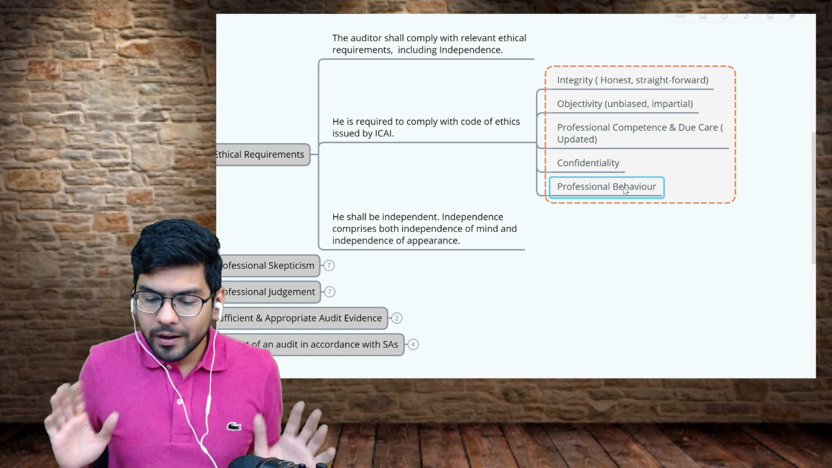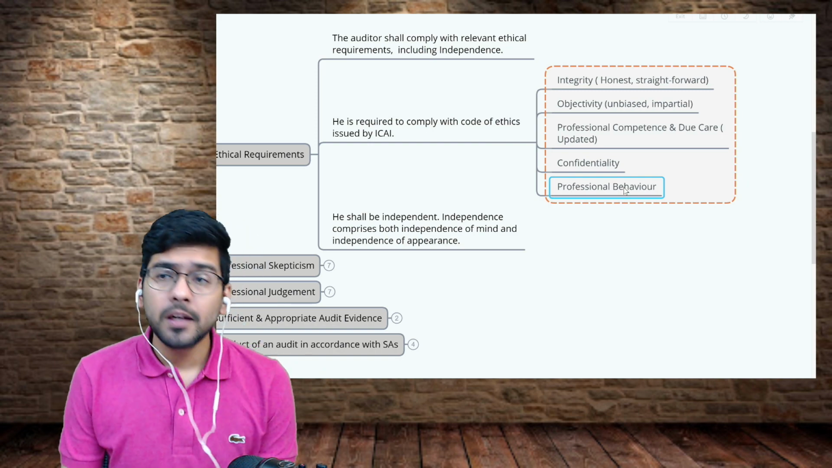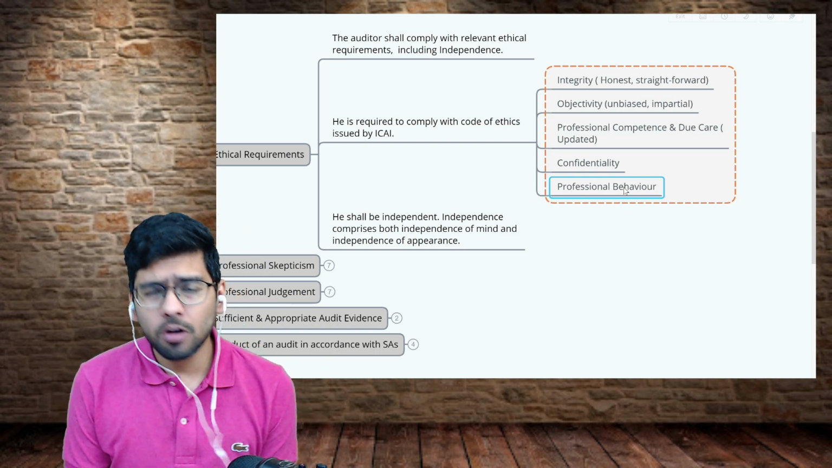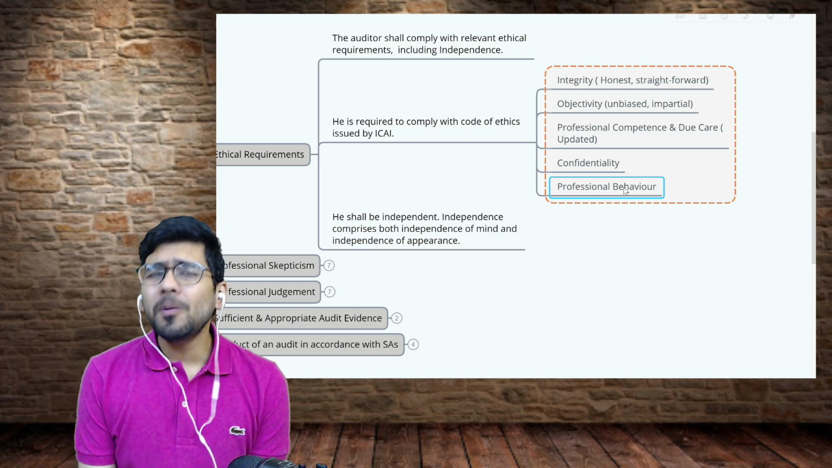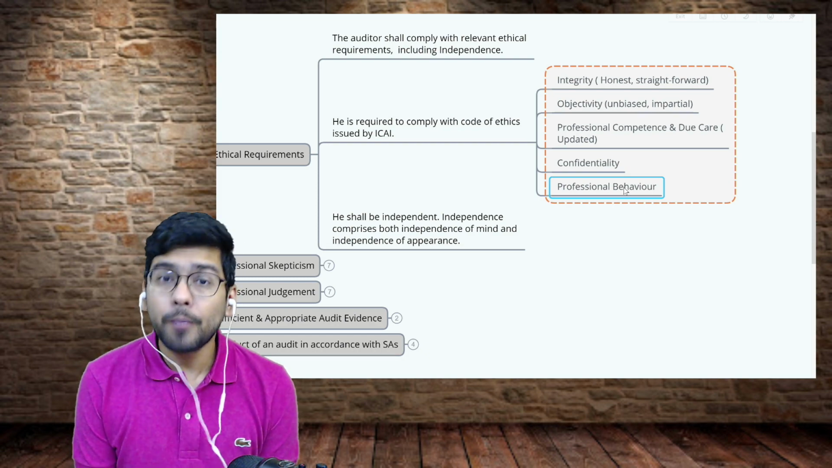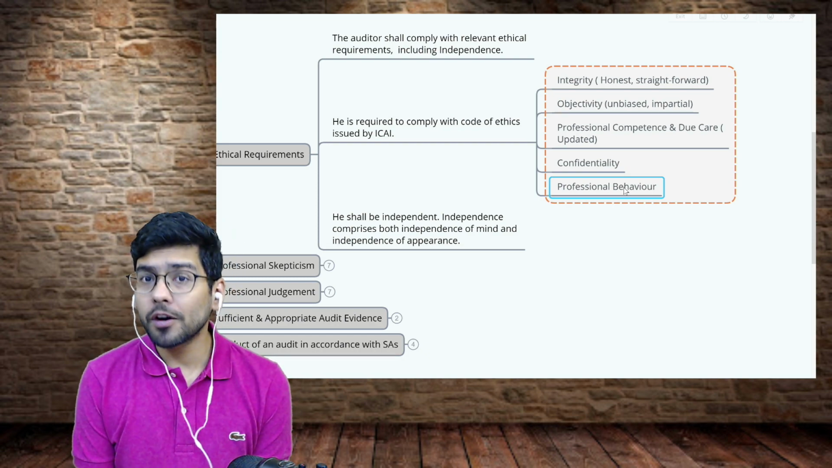Last is professional behavior. With my clients I should always be professional. There should not be any emotional connection. There should not be much of emotional connection between the auditor and the auditee.